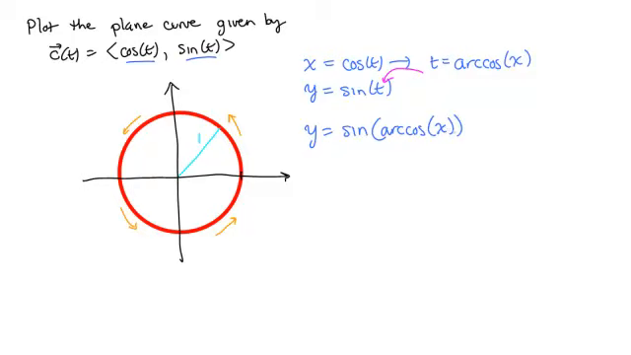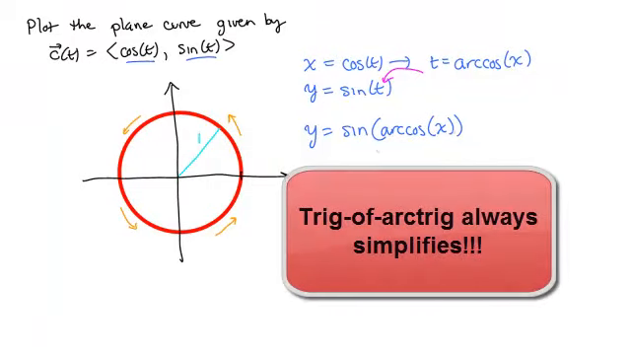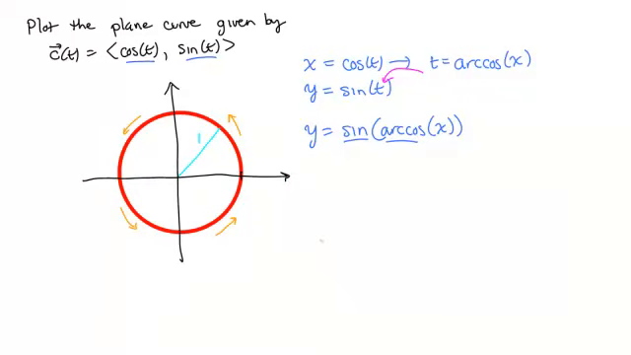Now for those of you who came out of Calc 2, you should remember that trig of arctrig always simplifies if we draw the correct right triangle. So let me do a quick little bit of work right here. Let's let theta be the angle called the arc cosine of x. So I'll draw a quick triangle right here. There's the angle theta. X is the adjacent over the hypotenuse. So the Pythagorean theorem says that the missing side is the hypotenuse squared minus the adjacent side squared.